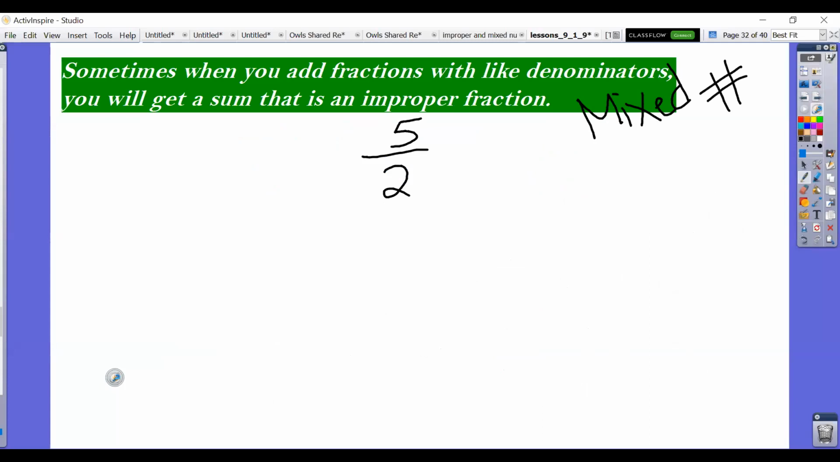So say you were adding some fractions together and you got a total of 5/2. Well, I know this is improper because my numerator, my top number, is larger than my denominator, my bottom number, right? 5 is larger than 2. So what this means is that I have a fraction that's greater than 1. Okay, and that means I need to write this as a mixed number. So I'm really thinking about how many wholes are in this fraction.